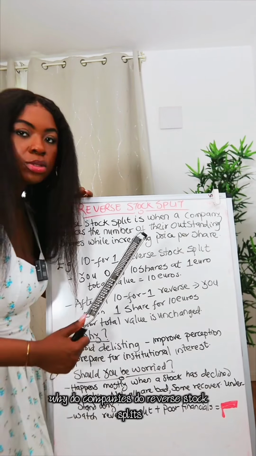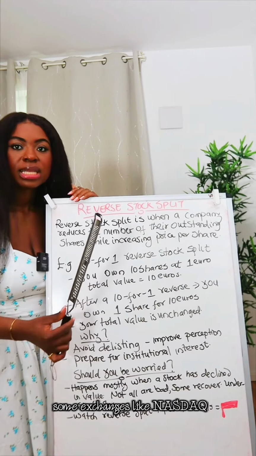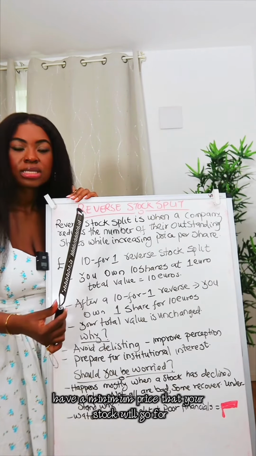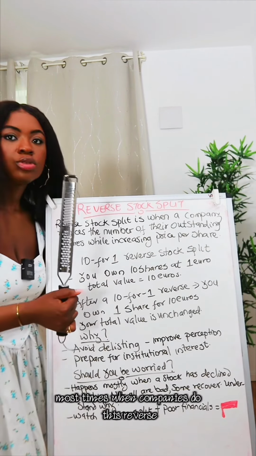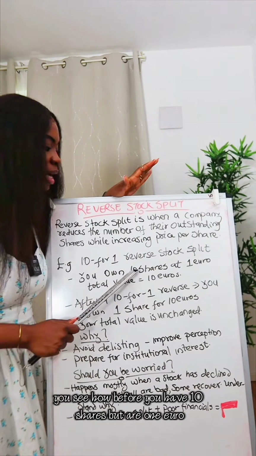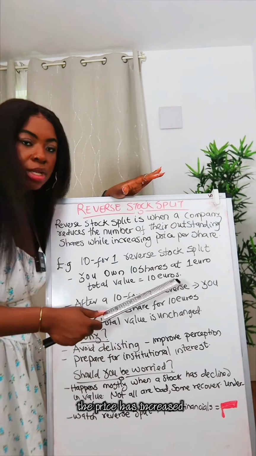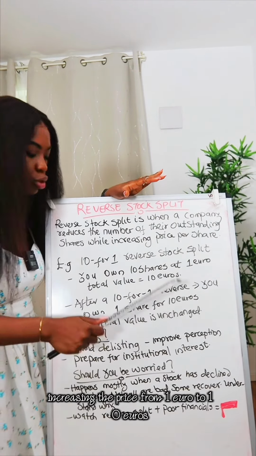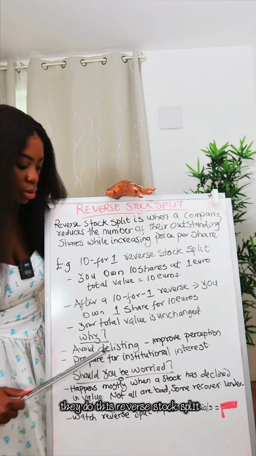Why do companies do reverse stock splits? One is to avoid delisting. So some exchanges like NASDAQ have a minimum price that your stock must meet for it to be listed on that exchange. So most times when companies do this reverse, it's probably because the stock price is tanking. You see how before you have 10 shares but at €1, but now that you have one share, the price has increased from €1 to €10. So for them to avoid being delisted, delisting is like removing them from the stock exchange, they do this reverse stock split.